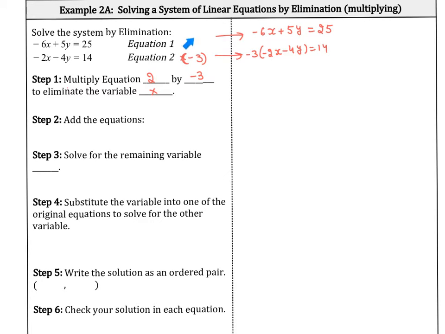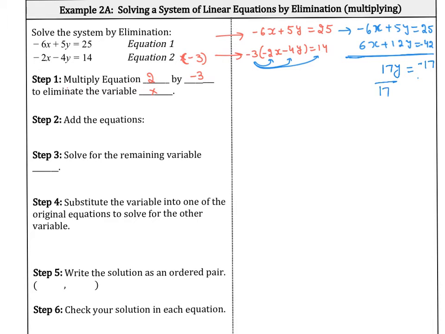Here we write equation number 1 as it is, and for equation number 2 we multiply by negative 3 and distribute the negative 3 inside the bracket. Negative 3 times negative 2x is 6x, negative 3 times negative 4y is 12y, and negative 3 times 14 is negative 42. Now we add the two equations. The 6x and negative 6x cancel, leaving 17y equals negative 17.